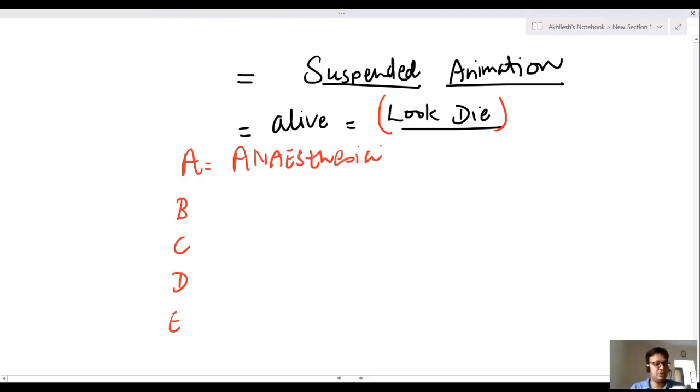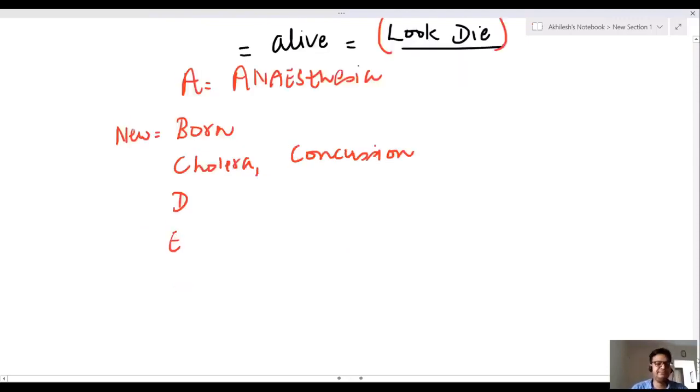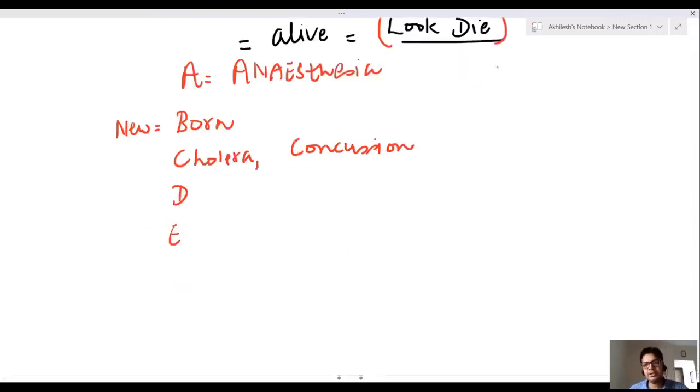After prolonged anesthesia, you sometimes look like a dead person. B for newborn babies. Sometimes newborn babies look like this. C for cholera and concussion. Yesterday I told you concussion is temporary unconsciousness. By head injury, you look like a dead person.